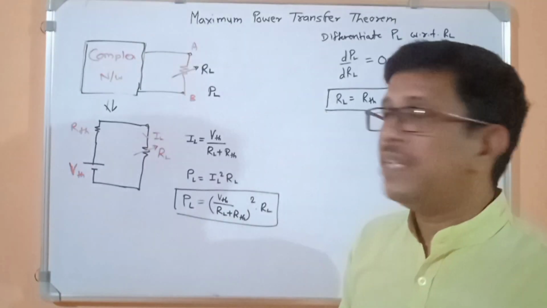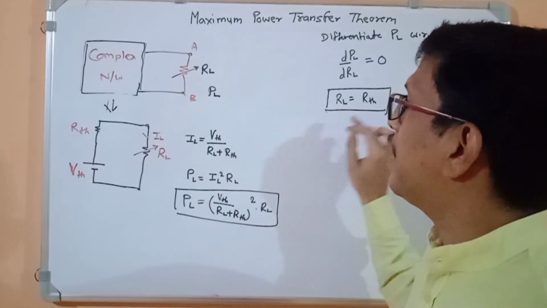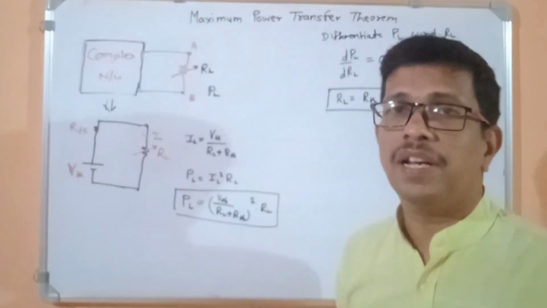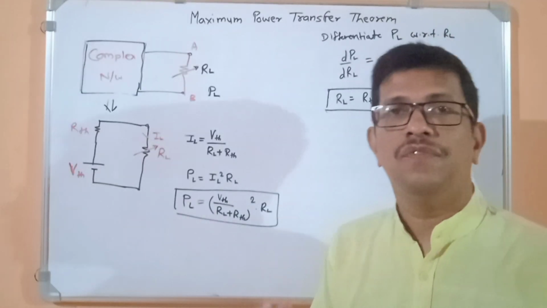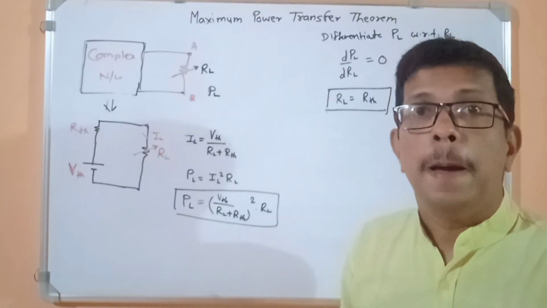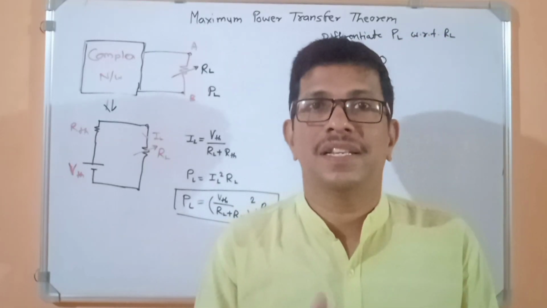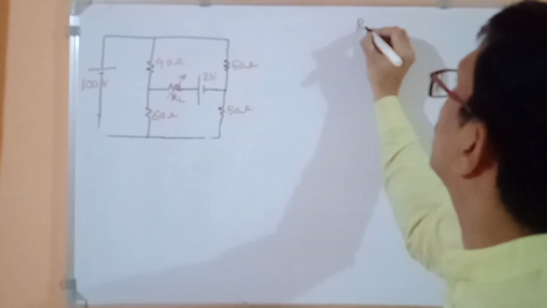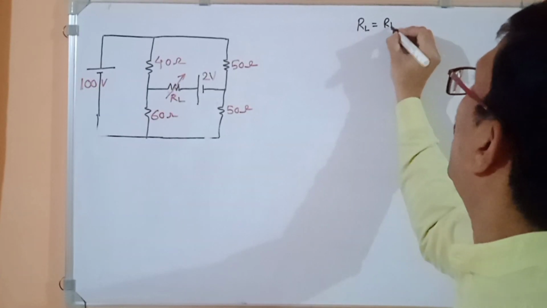That means whenever the load becomes equal to the equivalent resistance of the given network, then that circuit will give maximum power to that load, or that load will consume maximum power from the circuit. So here we have derived the condition RL is equal to RTH.